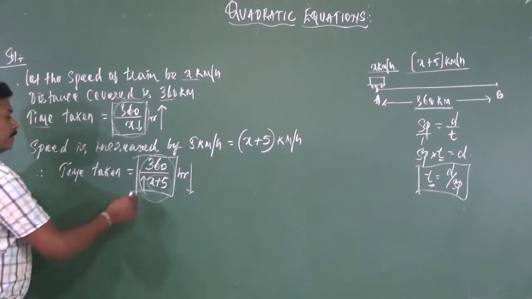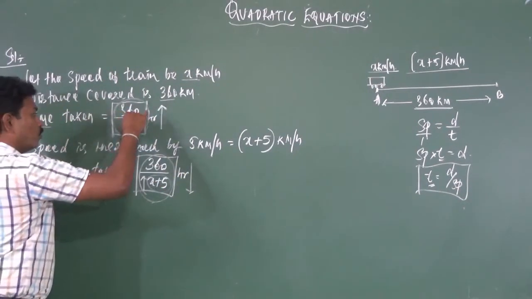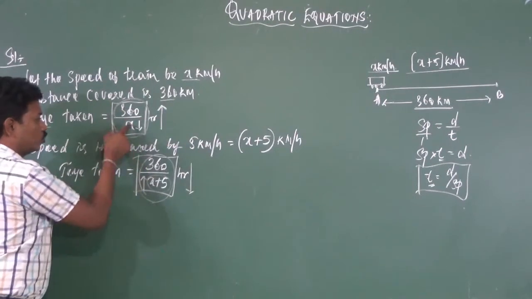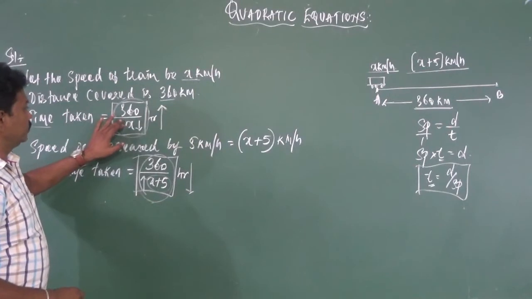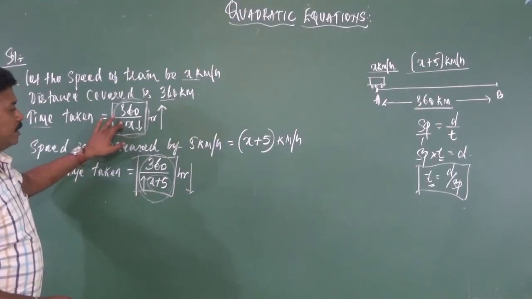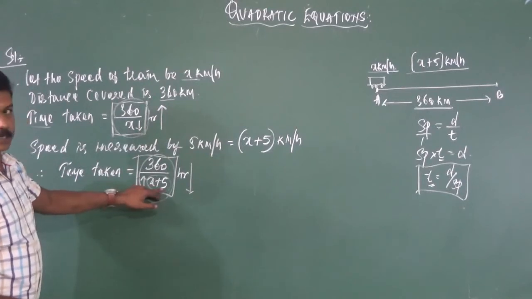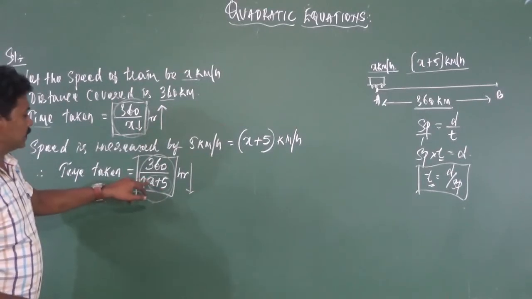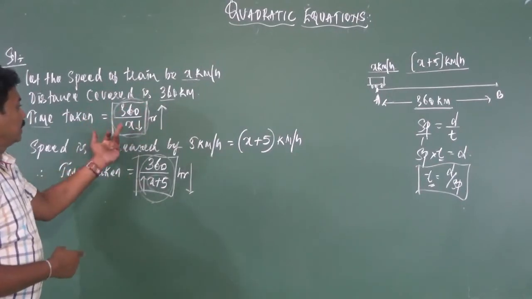So between this time which is less and this time which is more, the difference between the two timings is 1 hour, because this is the usual time taken by the train, and this is the time taken by the train when the speed is x plus 5 km per hour. So this train reaches the destination B 1 hour earlier.